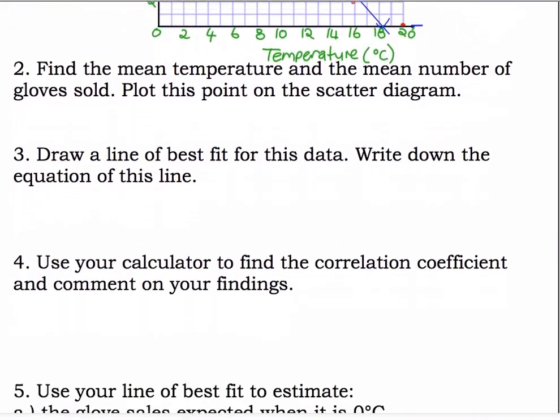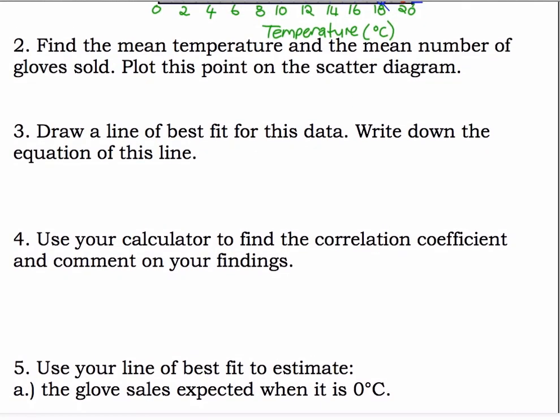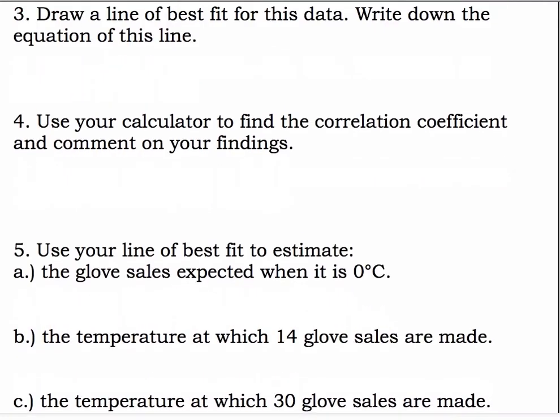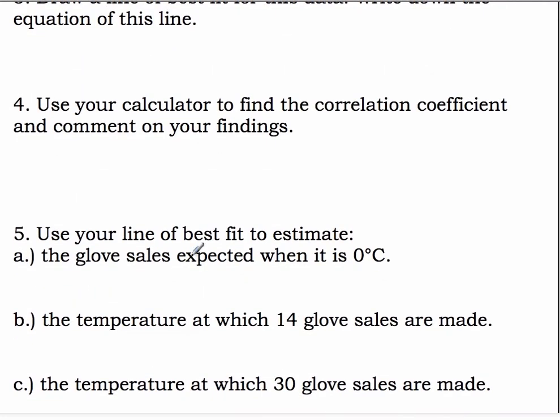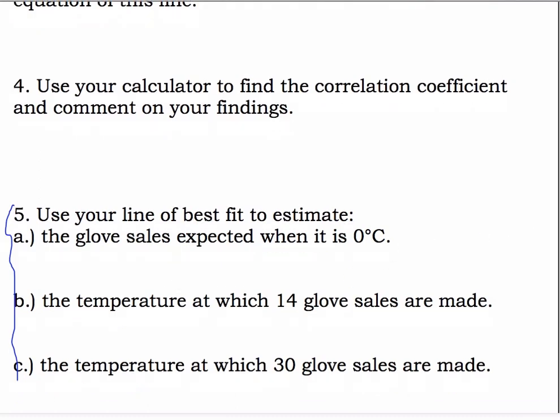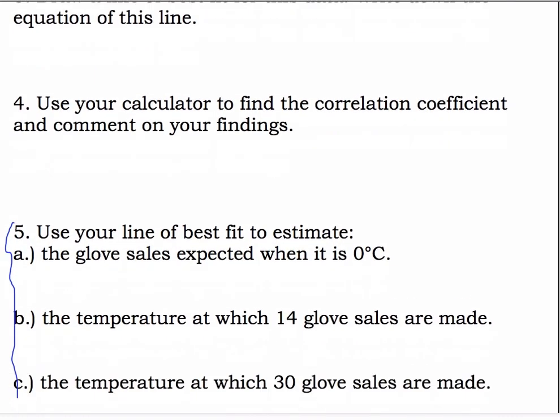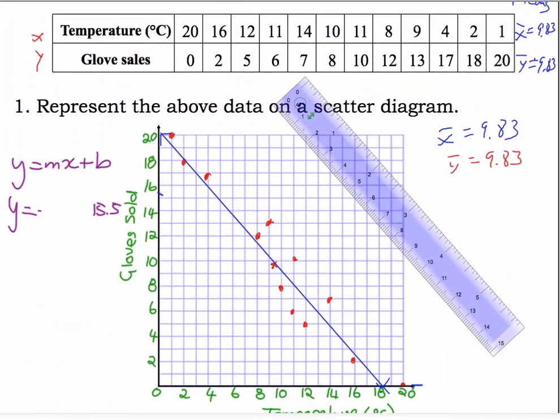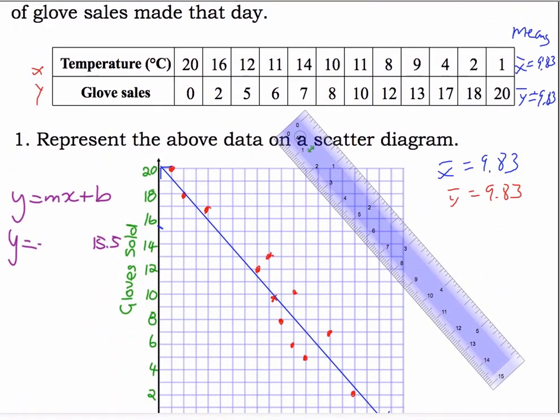What's next? Use your calculator to find the correlation coefficient and comment on your findings. So we're going to do that in a second. But first we're going to use our line of best fit to estimate these values. So we're going to use the line of best fit to estimate those. And we're going to find an equation first. We're going to do that by hand. So let's find an equation.